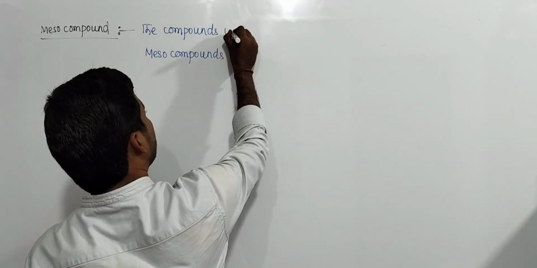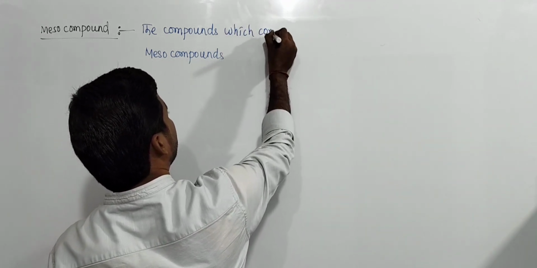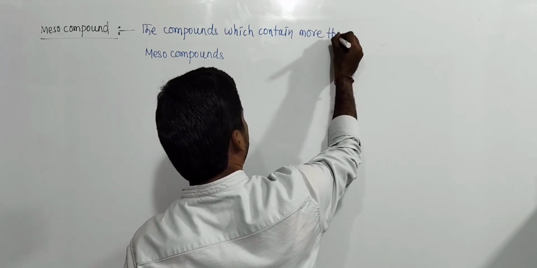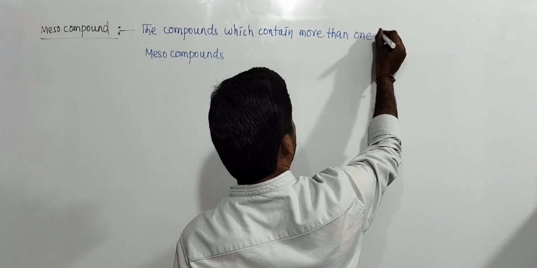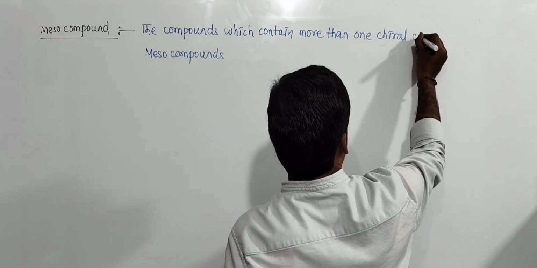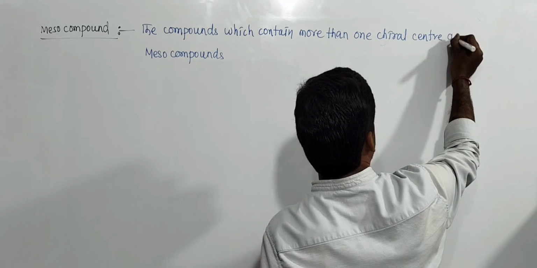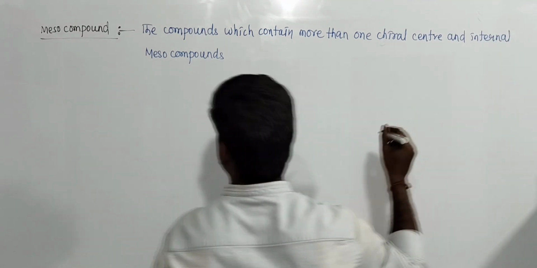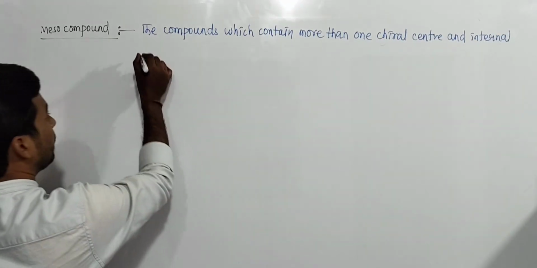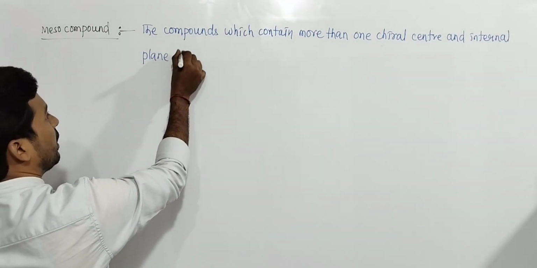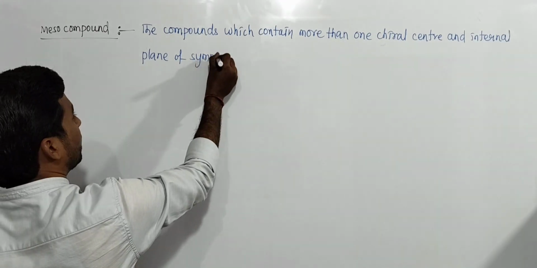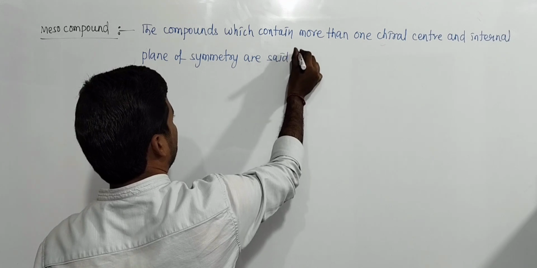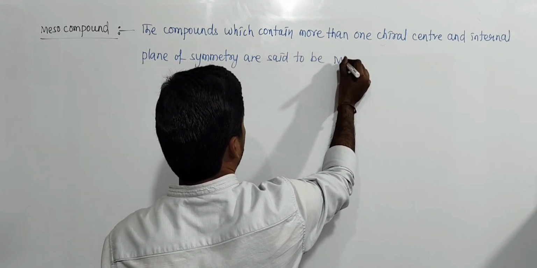The compounds which contain more than one chiral center and an internal plane of symmetry are said to be mesomers.